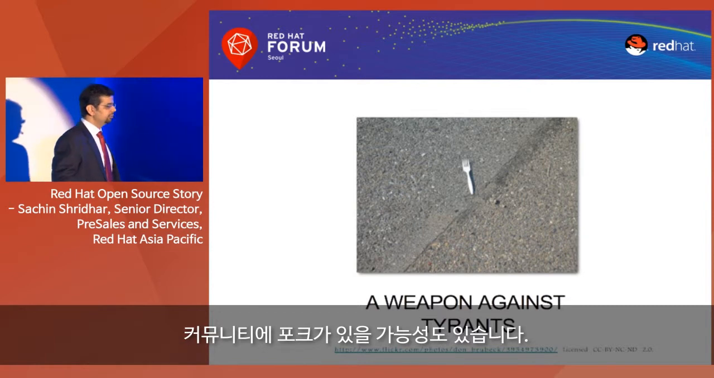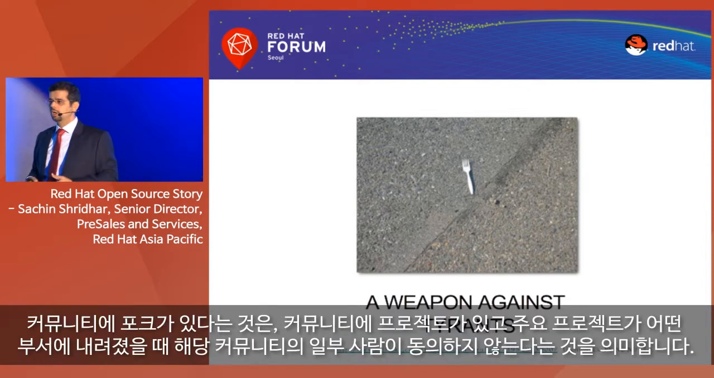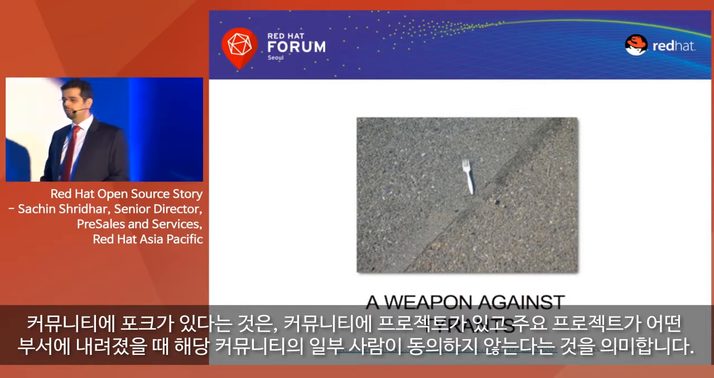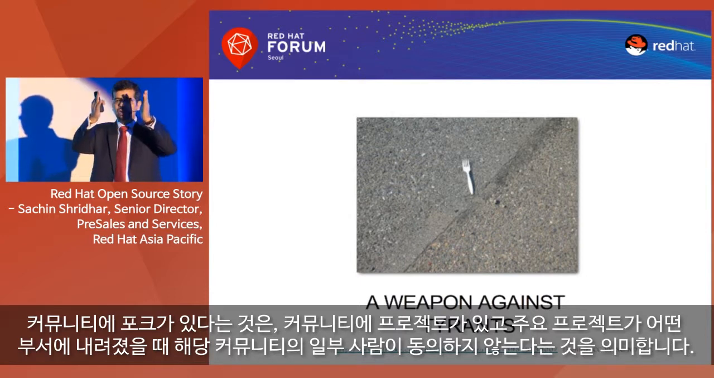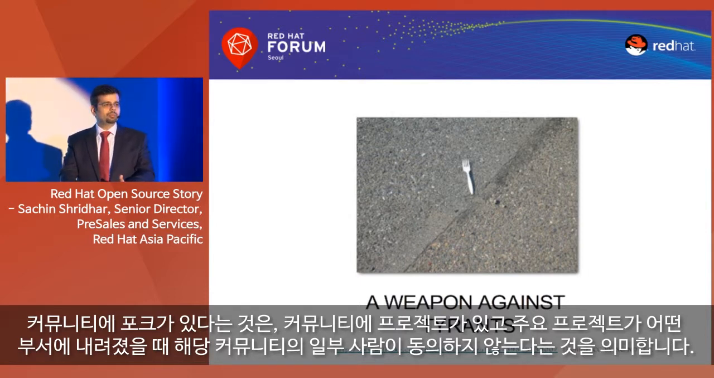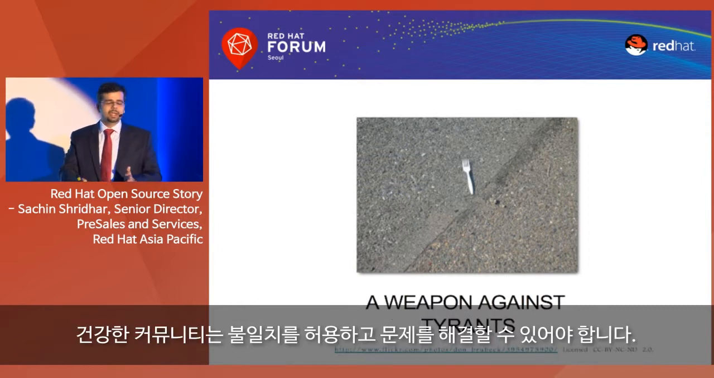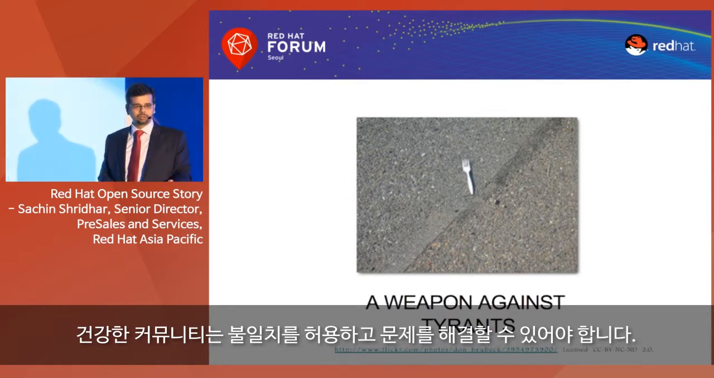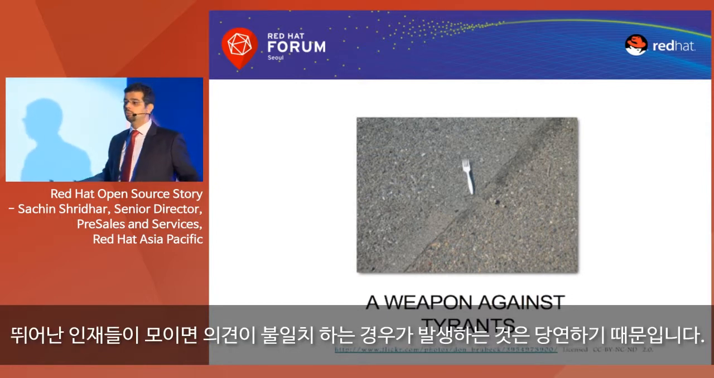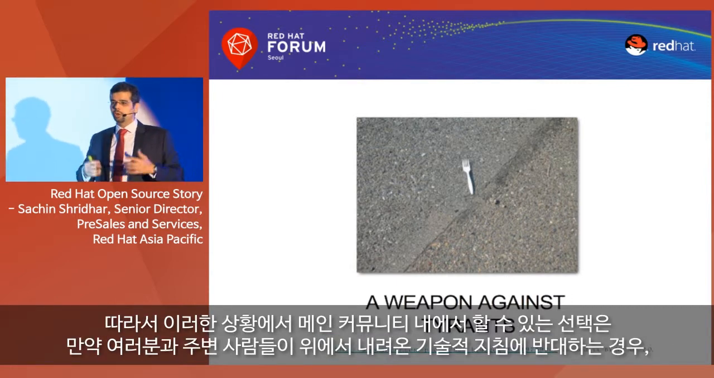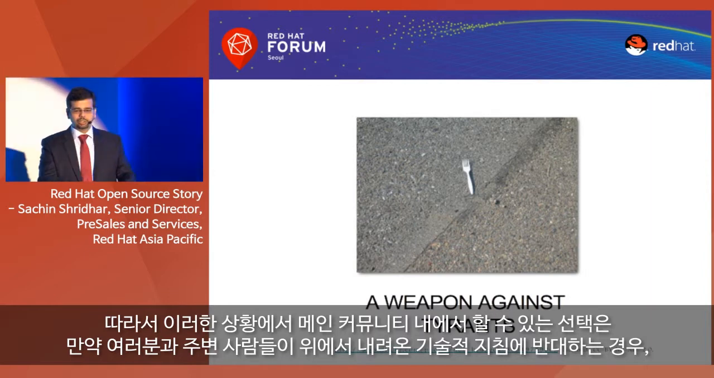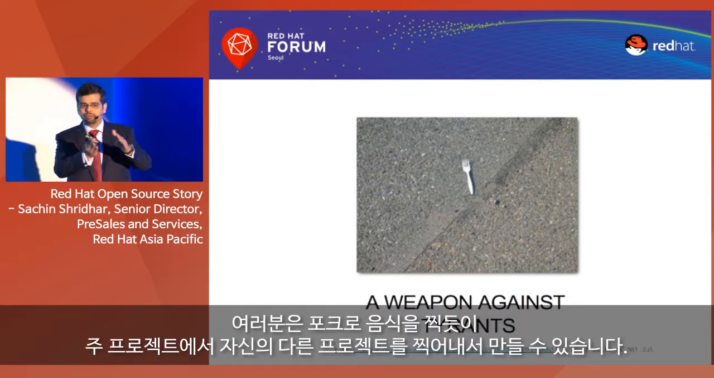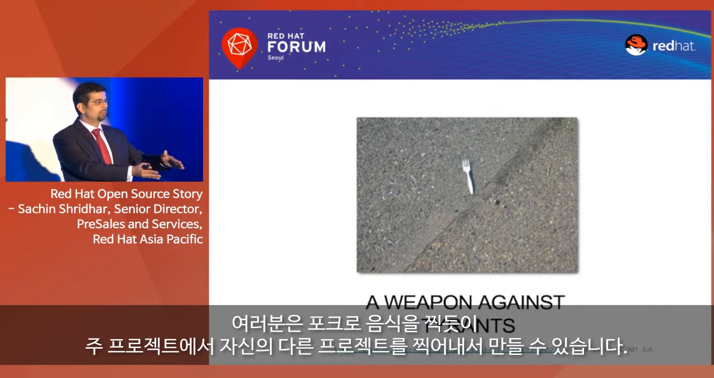There is also a possibility of a fork in a community. A fork in a community means if the community project, the main project, is going down a certain path, some people in the community may disagree. And a healthy community must allow for disagreements and a method to resolve. Because when you bring the most brilliant minds together, there is bound to be some disagreement. So the option in the community is you have the main community. If you and a subset of people do not believe in that technical direction, you can fork and create your own project from the main project.